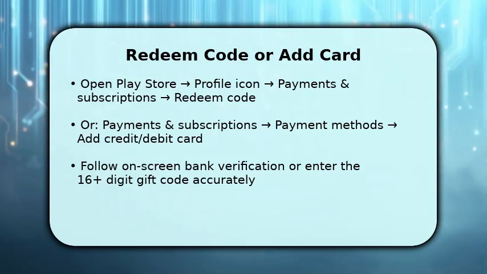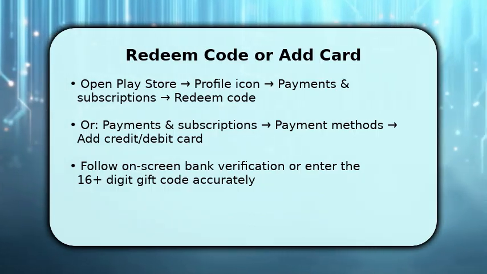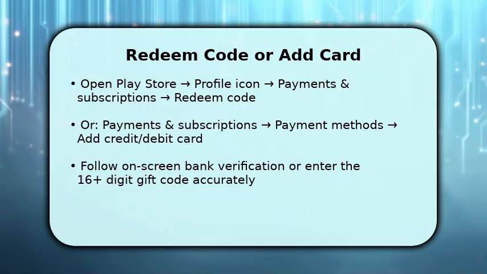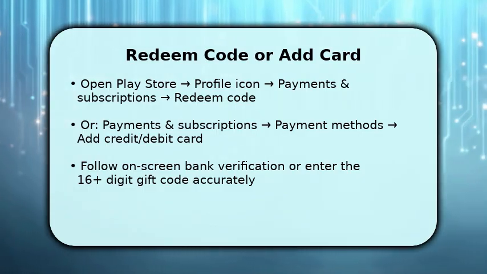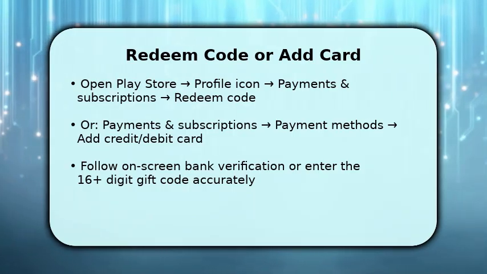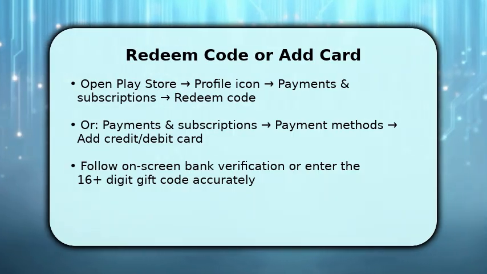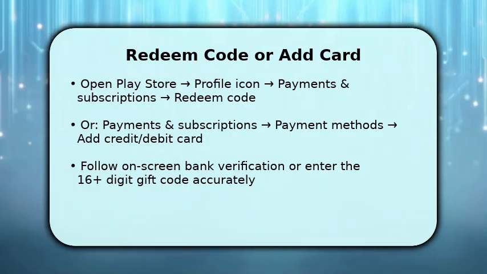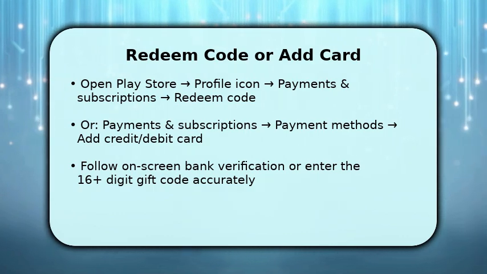If adding a card, pick Payment Methods and add credit or debit card, then follow your bank's verification flow. This might include an SMS OTP or small temporary authorization. Once the method is verified, make sure it appears as a valid payment option in your account before buying.